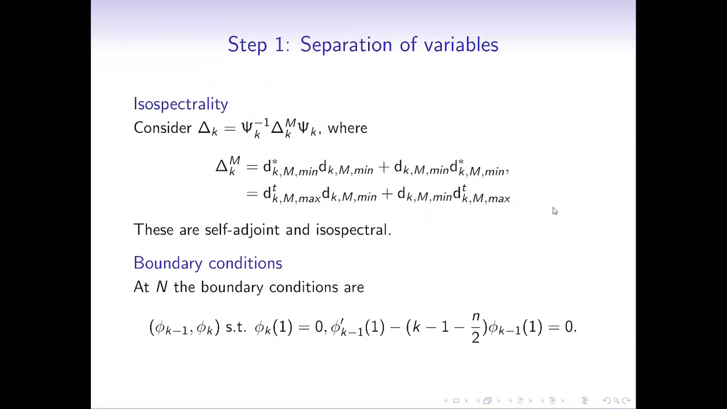Because these psi k's, these separation of variable maps, are isomorphisms of L2 spaces, if we define our delta k, the Laplace operator in the separated picture, as the basis transformation of our regular Laplace operator, then they have the same spectrum, because you can just use psi k to move your eigenfunctions back and forth.